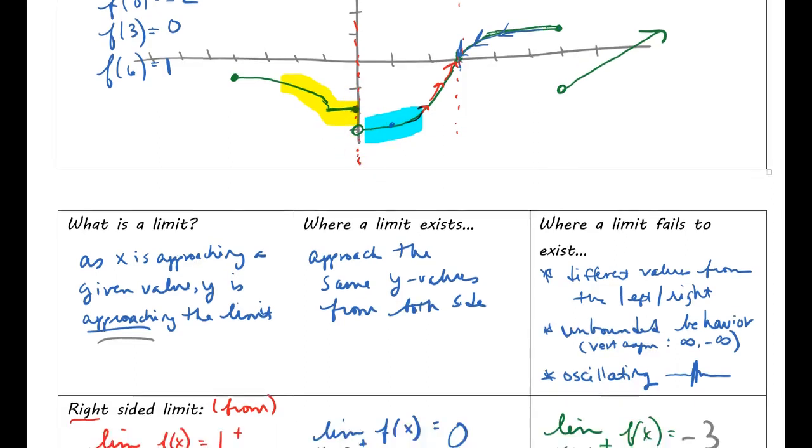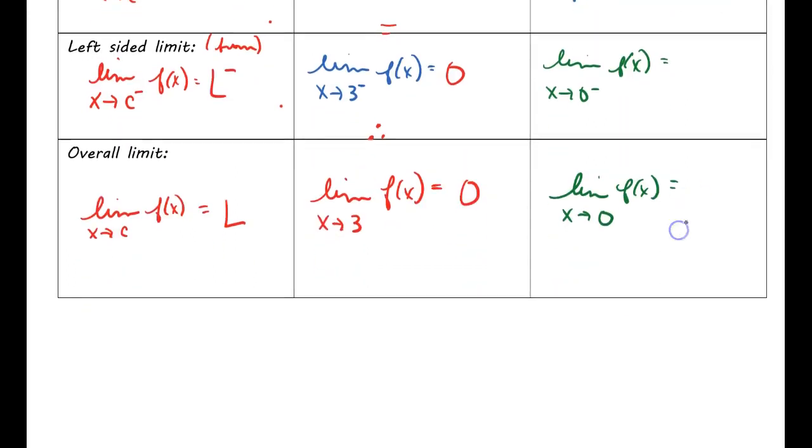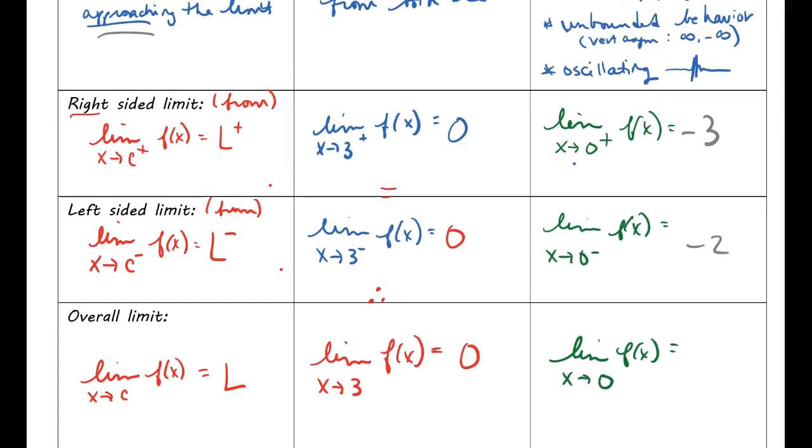It looks like it's at a -2. So I'm going to put a -2 on my chart right there. Now, this is clear evidence and proof of breaking the rule up here. If you're approaching a different value from the left and from the right, then you do not have a limit. The limit fails to exist. And what we typically write here is "does not exist." So because these two are not equal, therefore the limit does not exist.